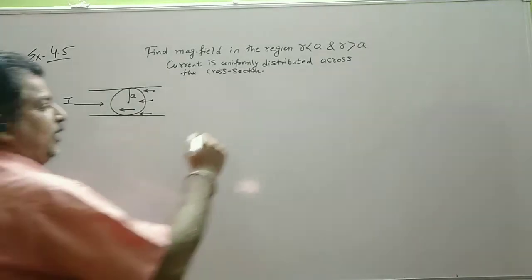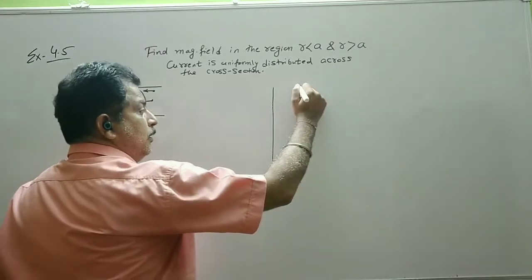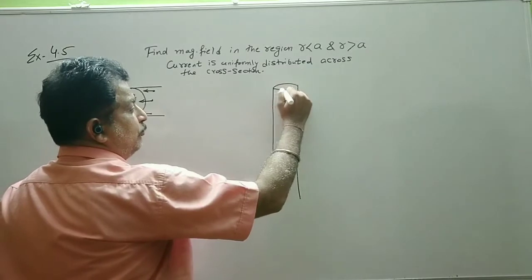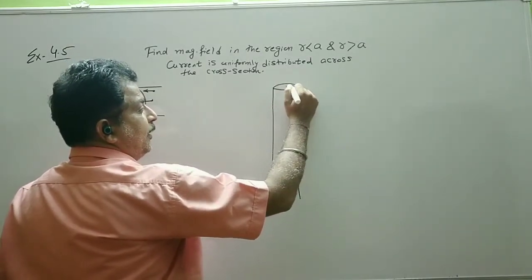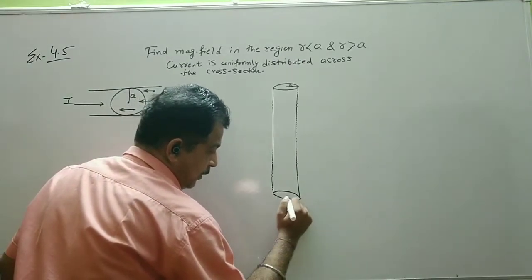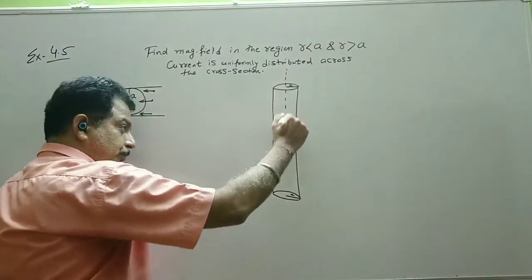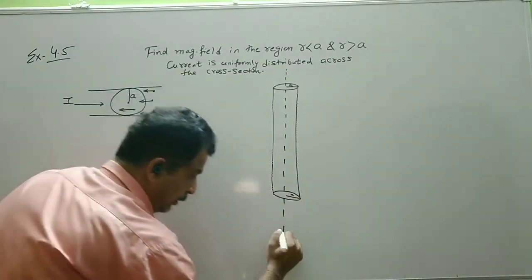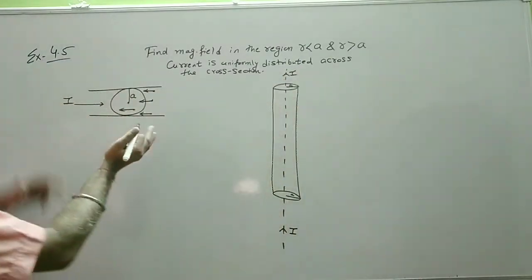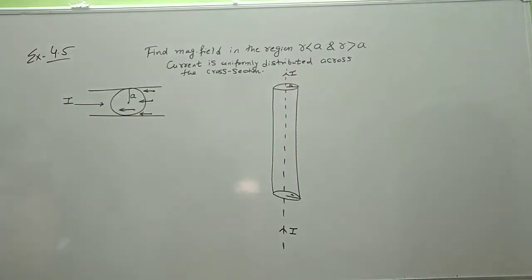Now for simplicity, let us draw this wire in a vertical direction. This is the cross section of the wire. Let the radius be A. So this is the cross section of the wire. The radius of the wire is A. The current, let us assume, is upward. So instead of this horizontal wire, we make it vertical.